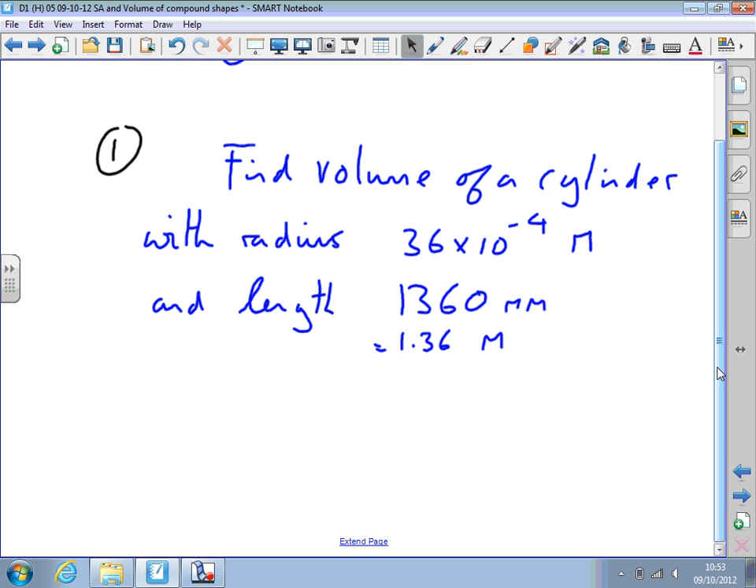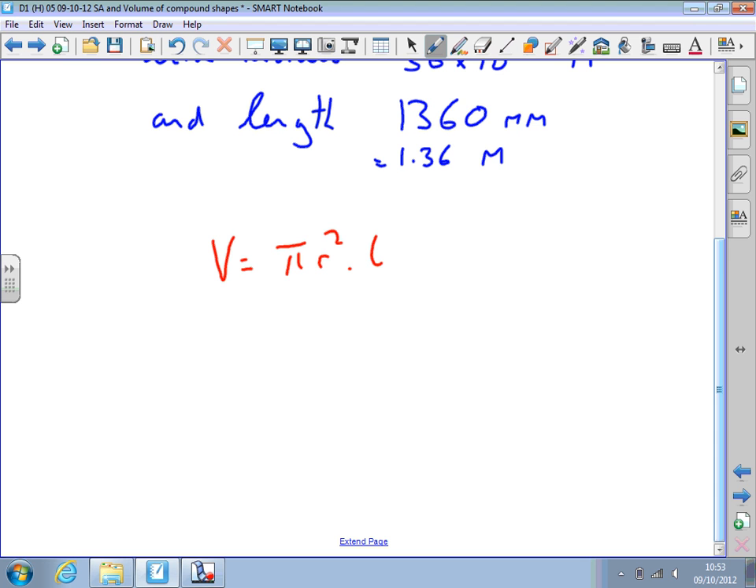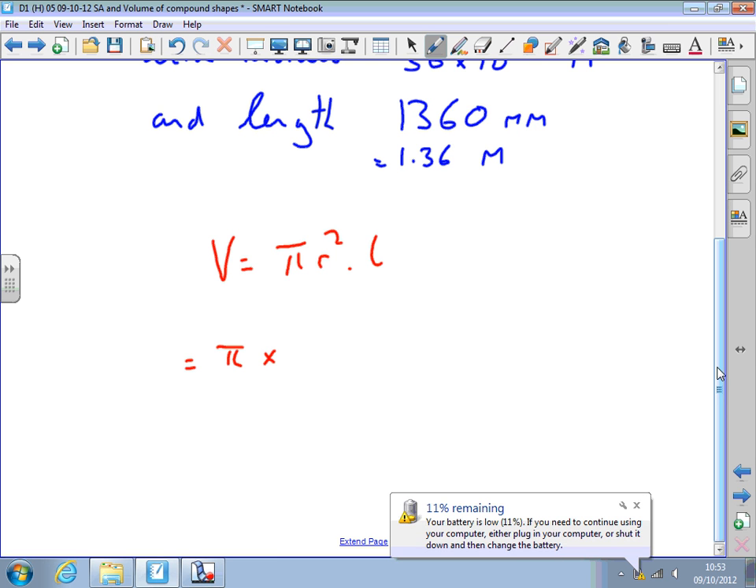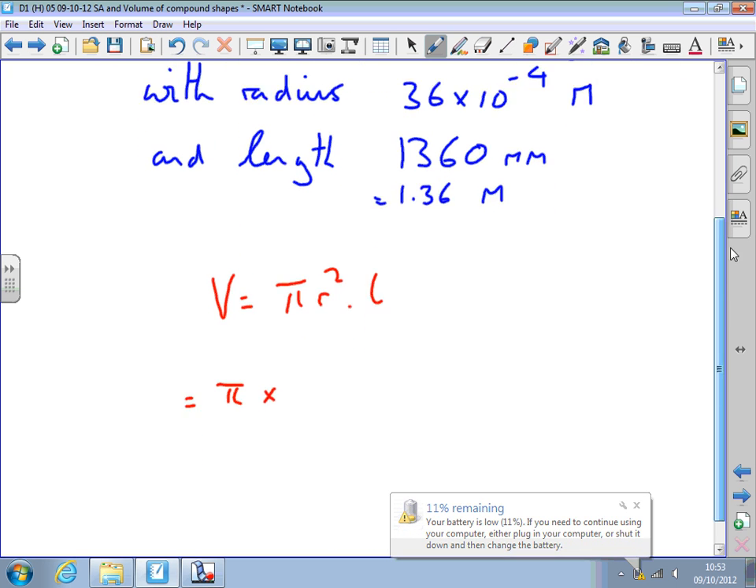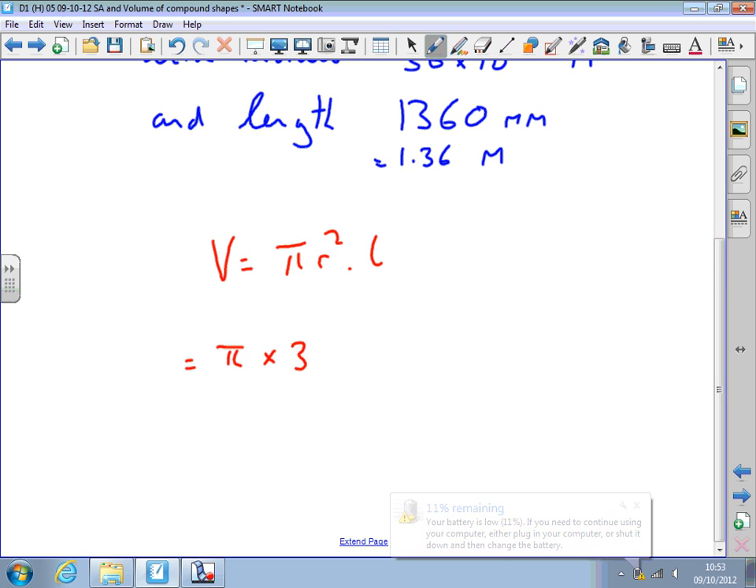So formula: volume is pi r squared, the area of the end, multiplied by the length. That's the formula. So just plug it straight into the calculator in one hit. Pi button multiplied by, what's the radius? 36 times 10 to the minus 4. Squared.